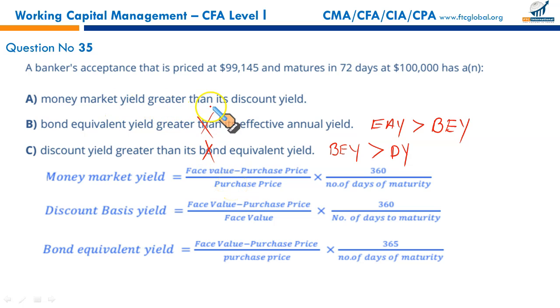Money market yield greater than the discount yield. Correct. Money market yield is greater than the discount yield. You can plug in the numbers and you can calculate yourself. It takes time, but you can verify that A is the correct option.